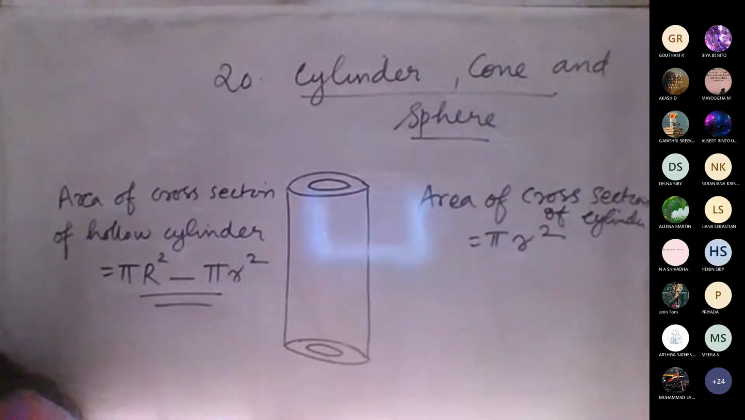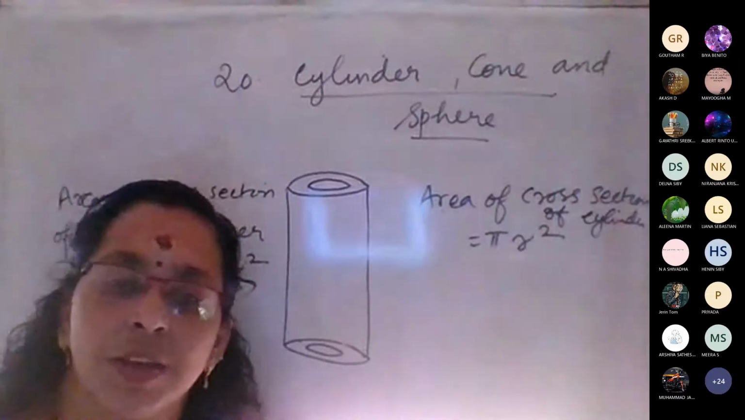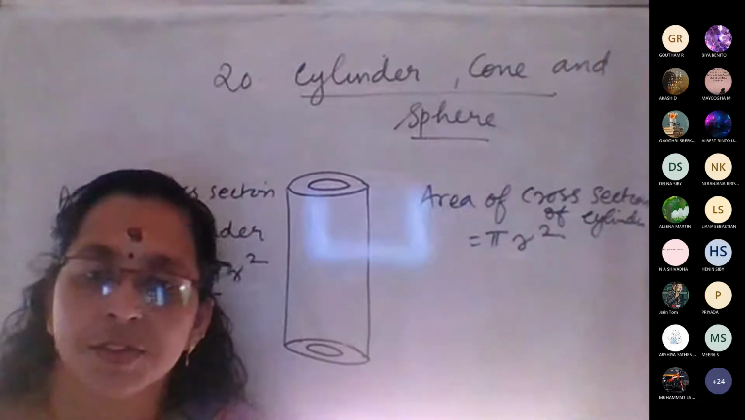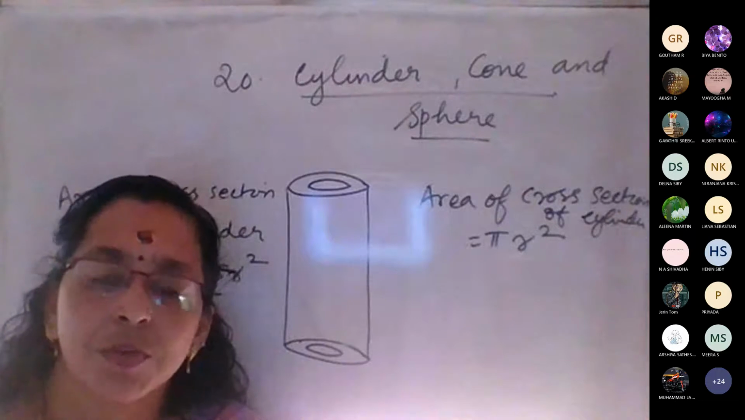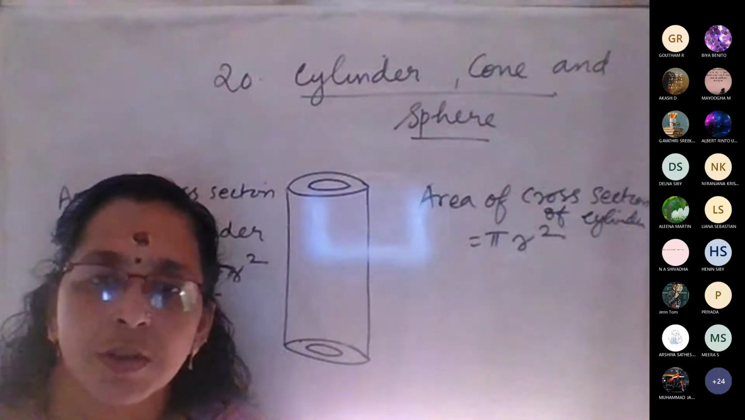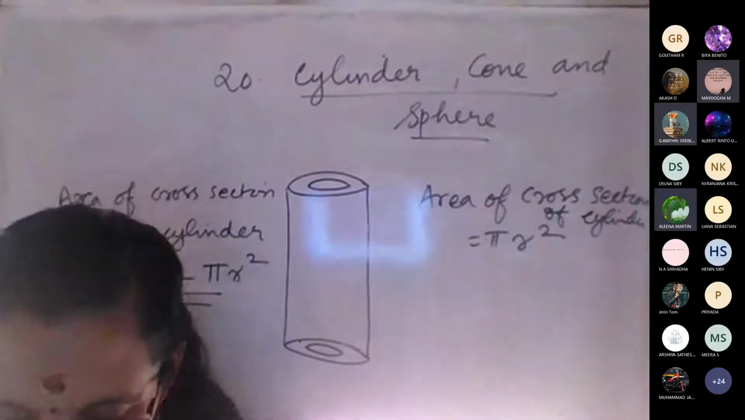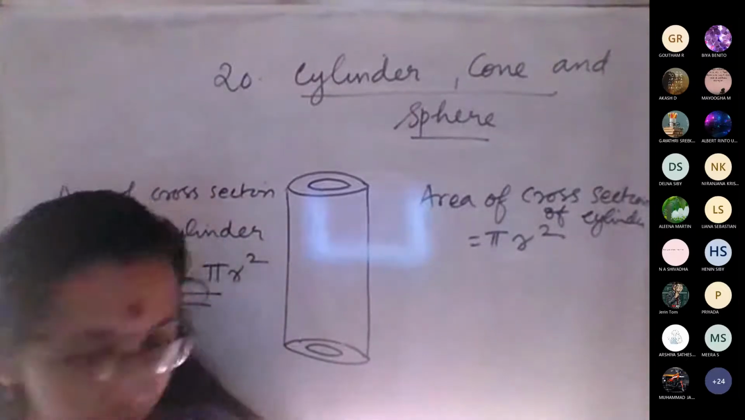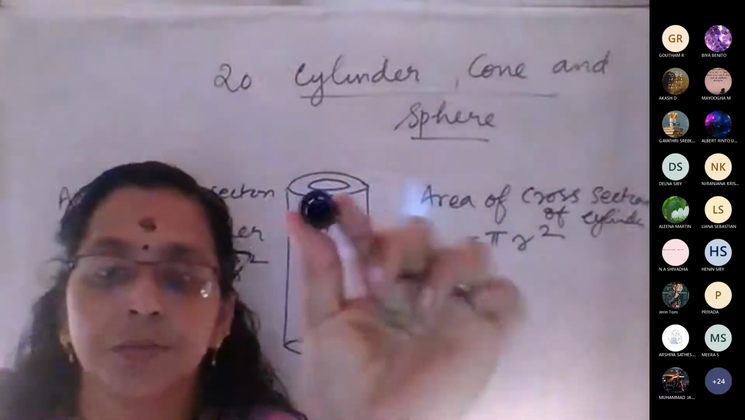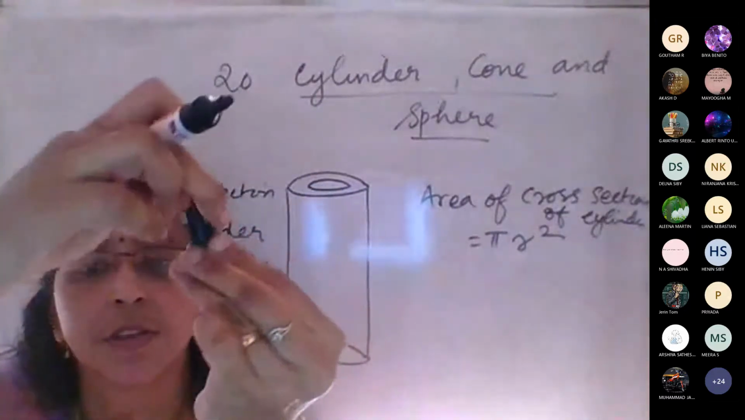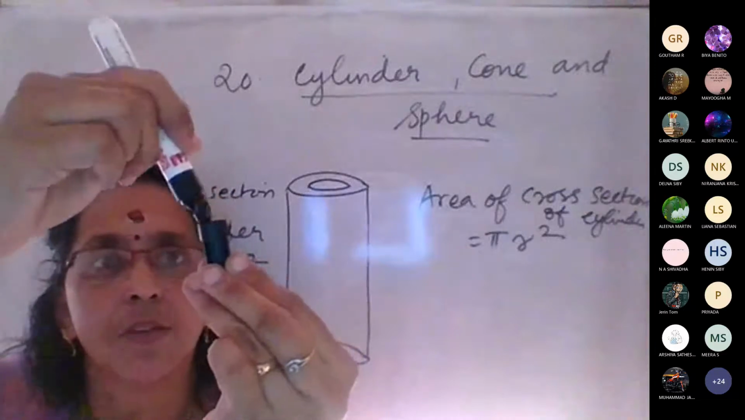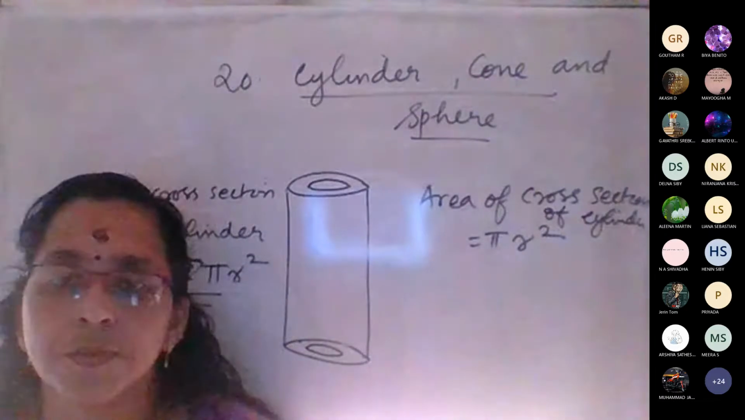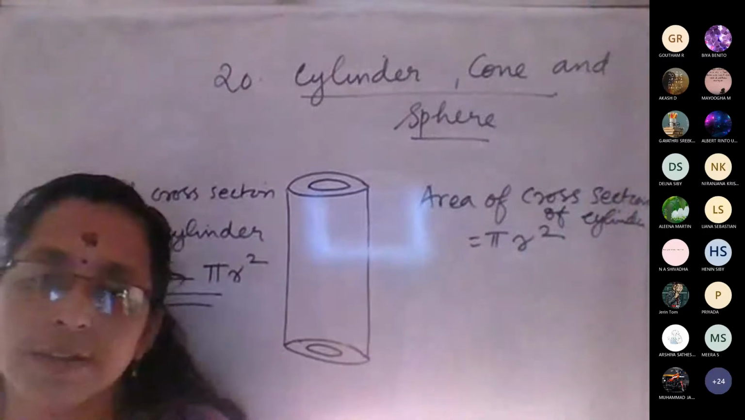How many curved surfaces do we have? Since it is a hollow cylinder, we have an internal curved surface and an exterior one also. So two curved surface areas. Imagine a cylinder: inside we have a curved surface, and outside also we have a curved surface. So we have an internal curved surface area and an exterior one.